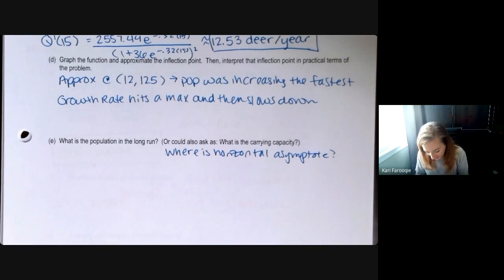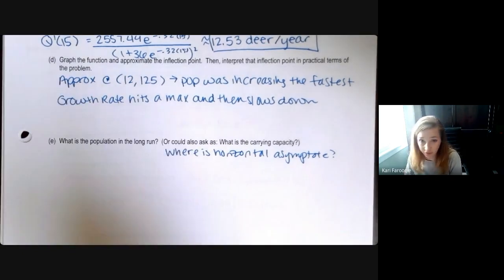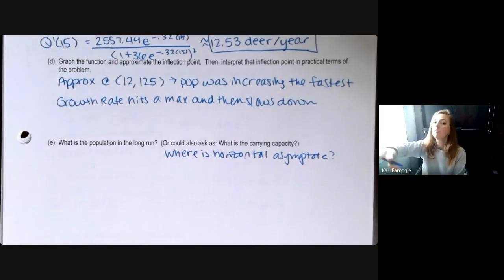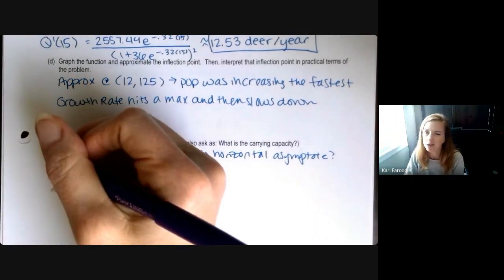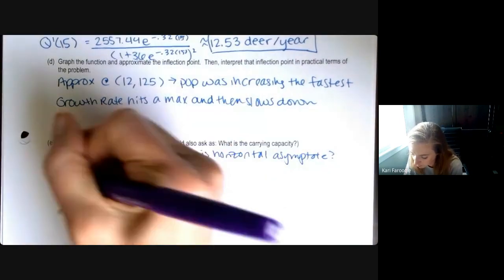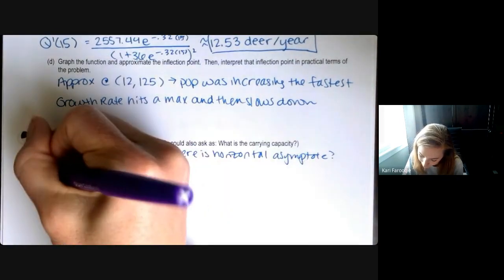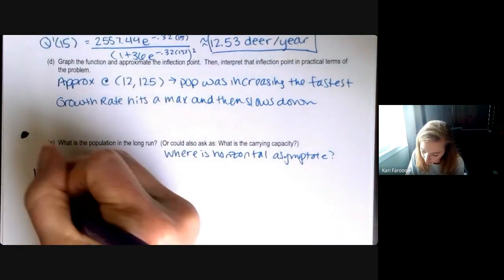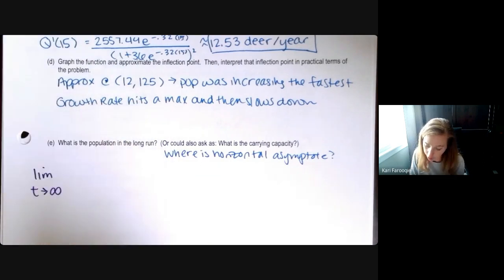Actually, we're going to talk about this as it relates to the limit as t approaches infinity. So as time continues on and on, forever and ever, we could also look at this in our table of values. We could think about what happens to the population as t approaches infinity.